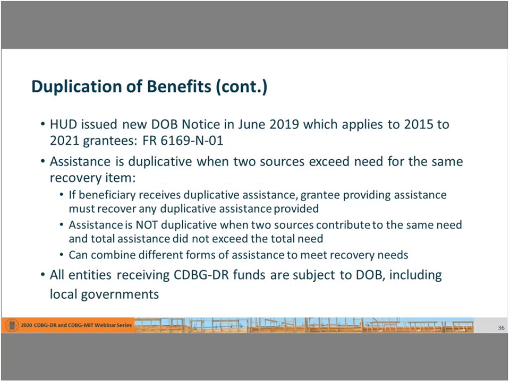Assistance is duplicative when 2 sources exceed the need for the same recovery item. It is not duplicative if the sources combined and the total received doesn't exceed the total need. So for homeowner programs, for example, it's important to factor in how the homeowner used funding that may have been received in advance of applying for and receiving your DR funds.